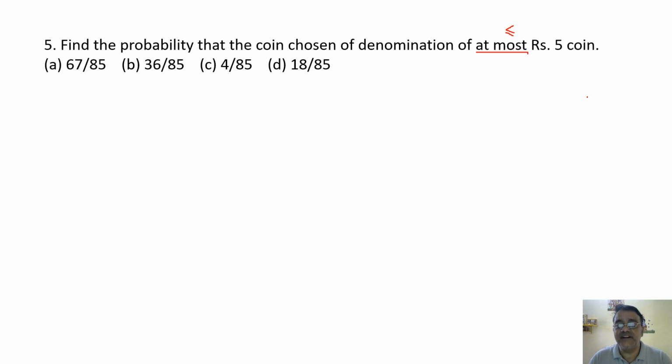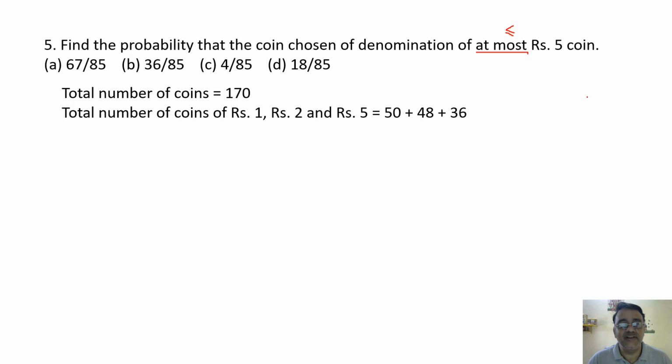So if you remove 36, you will get 170 minus 36, 134. If you add, then also you will get 134. So the required probability is 134 by 170. If you simplify, you will get 67 by 85. And the correct option is option A.